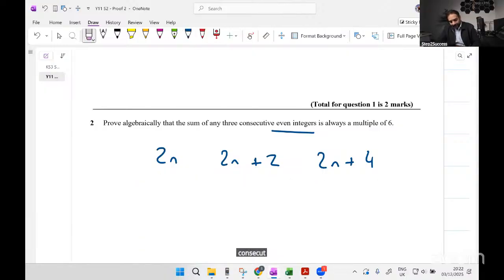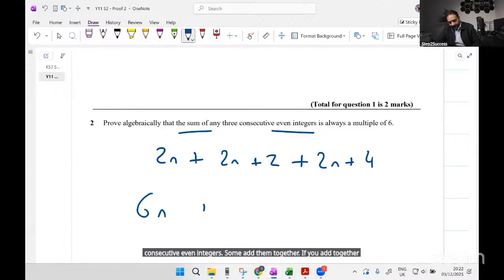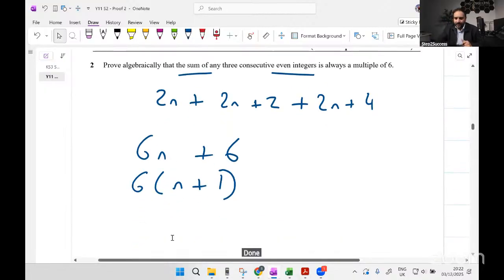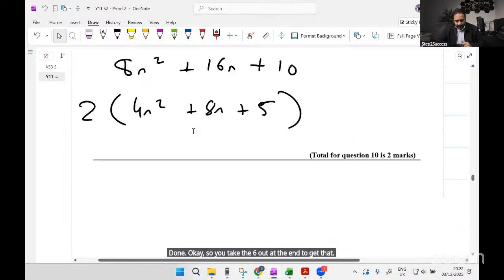Consecutive even integers. Sum, add them together. If you add together all the n's, you get 6n. Add together the numbers, you get 6. Multiple of 6. Done. So you take the 6 out at the end to get that. Okay, I'm getting to 40.